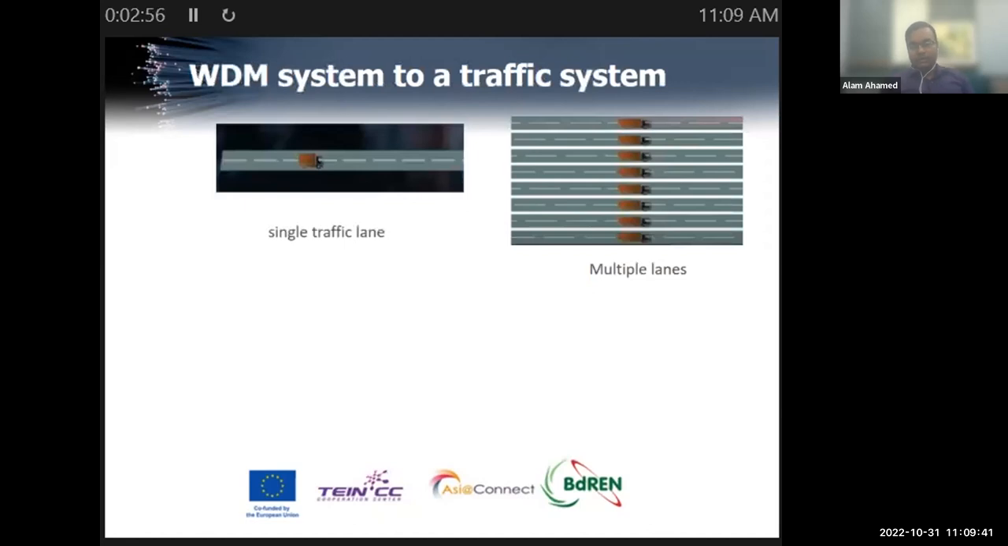Let's make things easy to understand by comparing the WDM system to a traffic system. A single light is like a single traffic lane. WDM aims to put multiple wavelengths into one optical fiber. With the same driving space and the same driving speed, the WDM system can carry several times more goods.